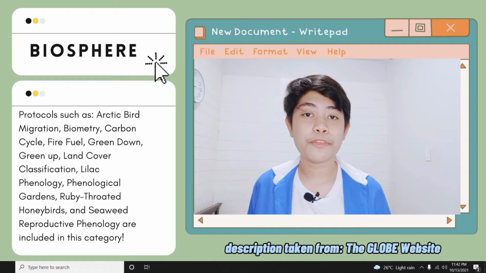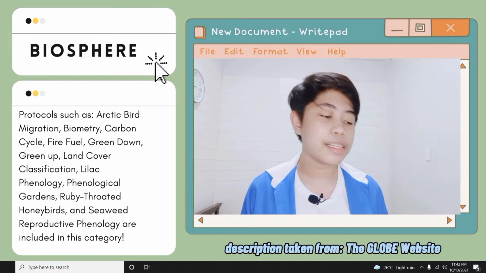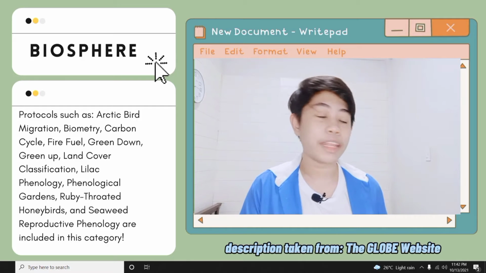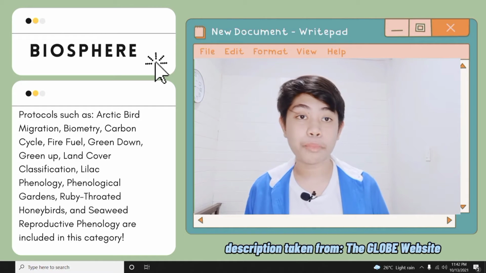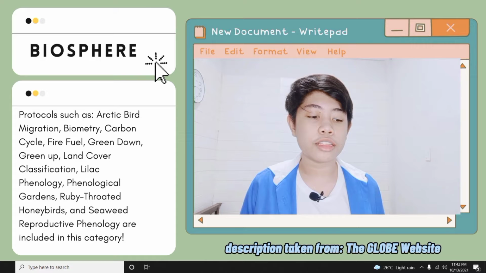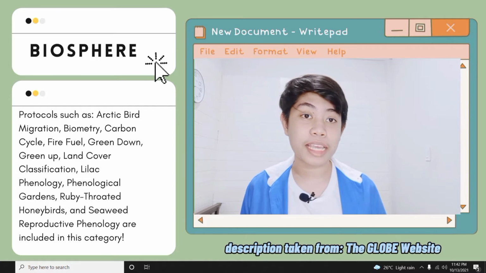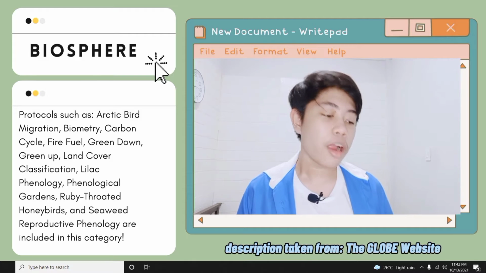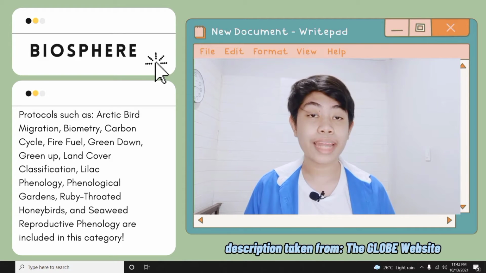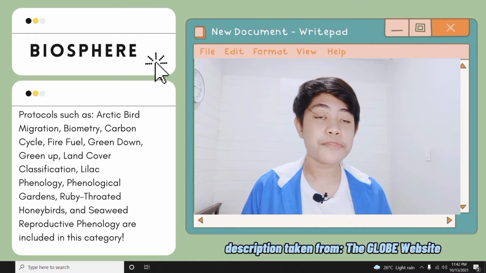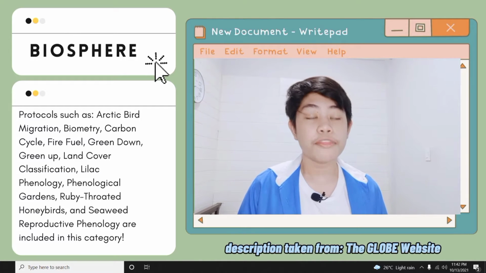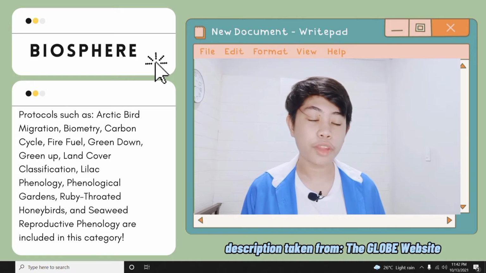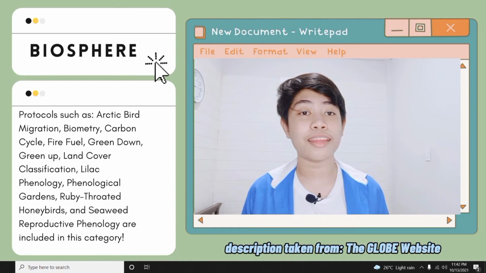Knowing how plant life and formerly living matter cover the land surface has many uses, from preparing to fight fires, identifying habitat changes, and climate modeling. Plants also moderate the interaction between the atmosphere and the biosphere. Protocols such as Arctic bird migration, biometry, carbon cycle, fire fuel, green down and up, land cover classification, lilac phenology, phenological gardens, ruby-throated hummingbirds, and seaweed reproductive phenology are included in this category.